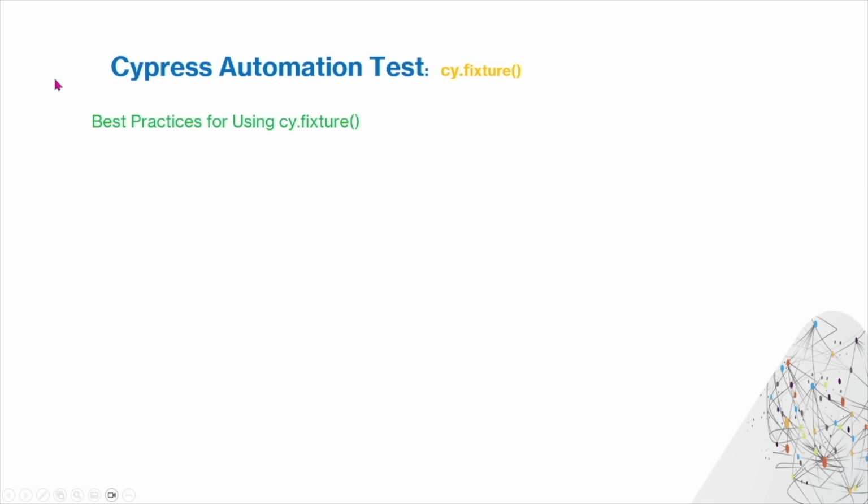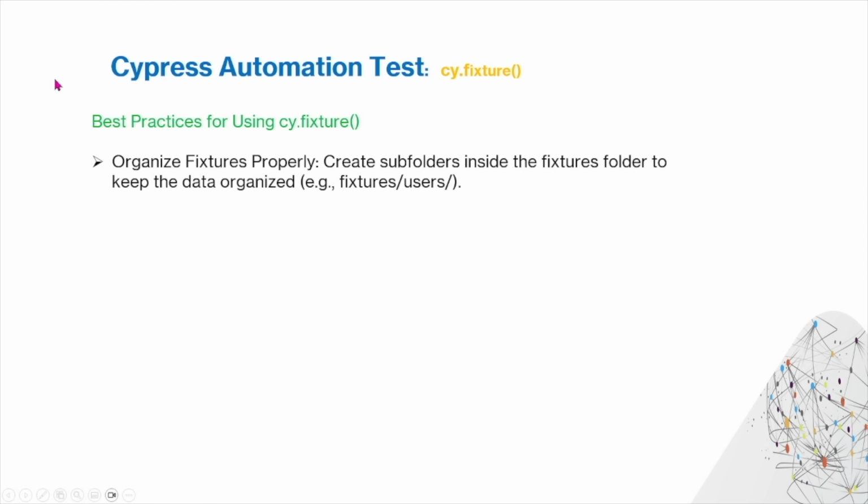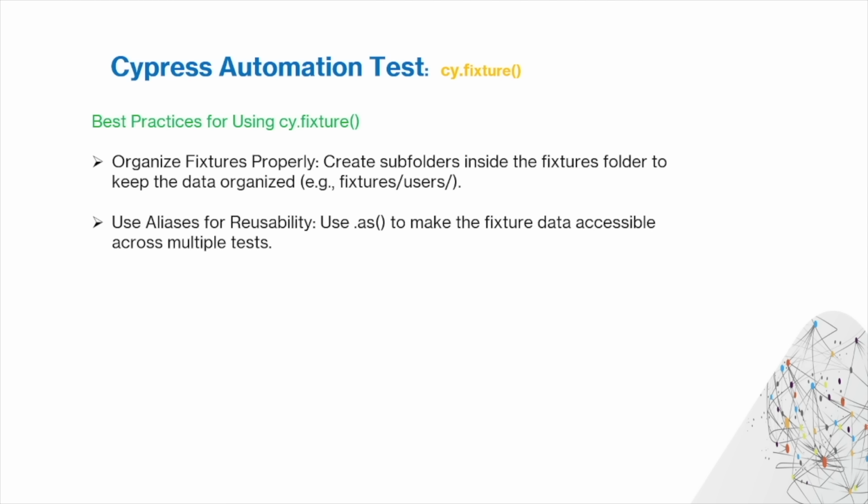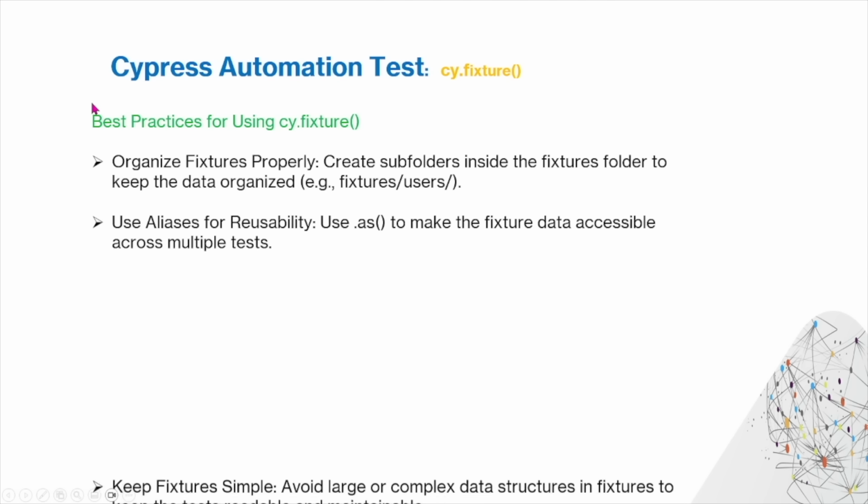So the best practices for using cy.fixture. The first is to organize fixtures properly. Create subfolders inside the fixtures folder to keep the data organized. Second, use aliases for reusability. Use .as to make the fixture data accessible across multiple tests.